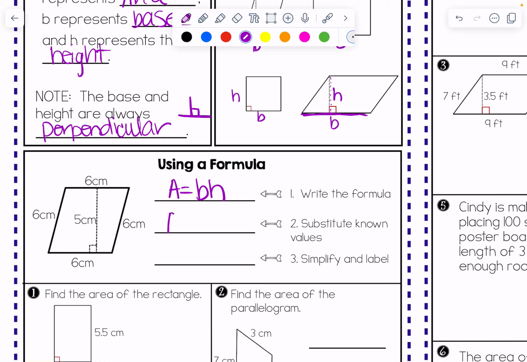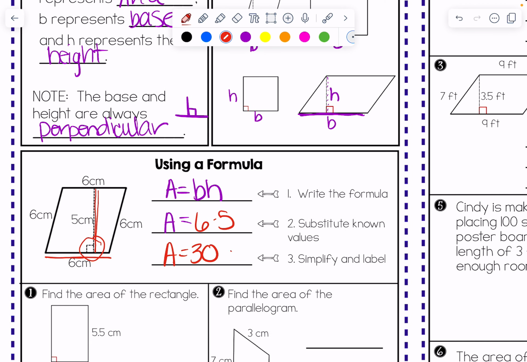I don't know the area yet, but I'm going to look for my base and my height, remembering that they are perpendicular to each other and form a right angle. I see a right angle formed here, with the measurement of 6 centimeters and the measurement of 5 centimeters. So I'm going to plug in 6 times 5. 6 times 5 is 30, which means my area is 30. When we label area, we label it in square units, so square centimeters.